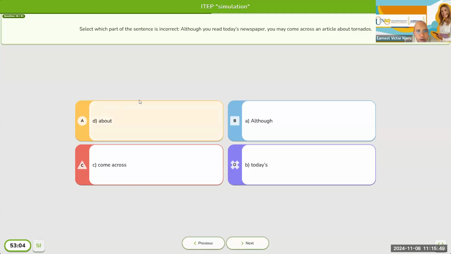Which part of this is incorrect? Although you read today's newspaper, you may come across an article about tornadoes. Okay. Although you read today's newspaper, you may come across an article about tornadoes. You read today's newspaper, although. You may come across an article about tornadoes. What is the answer? B. Very good. Although. Okay.